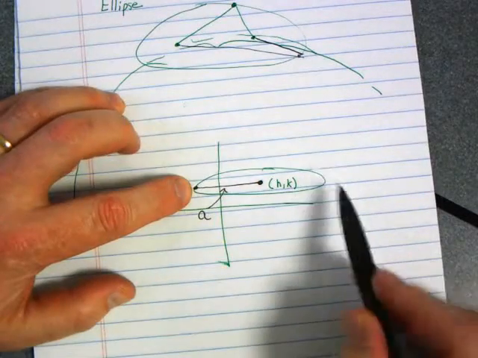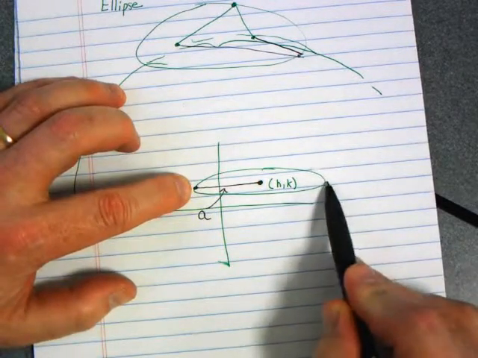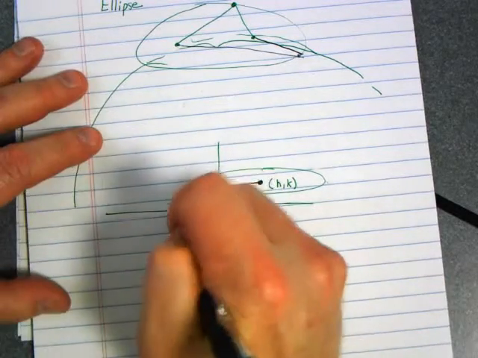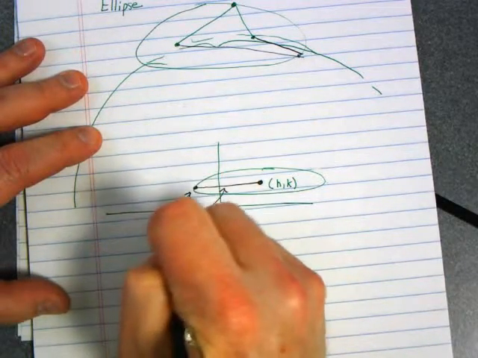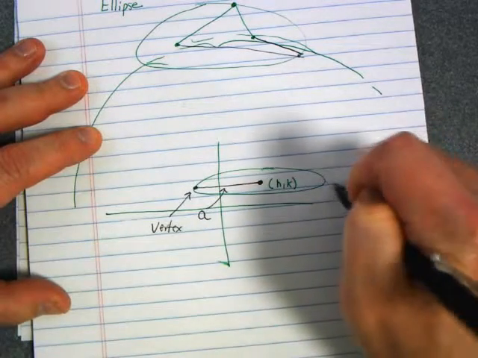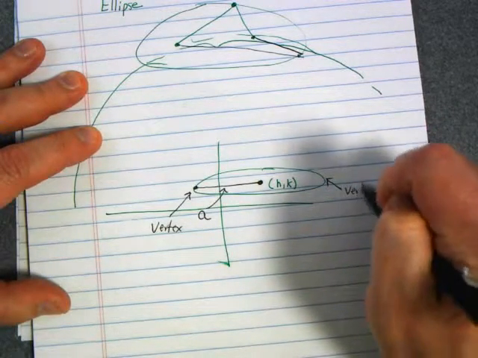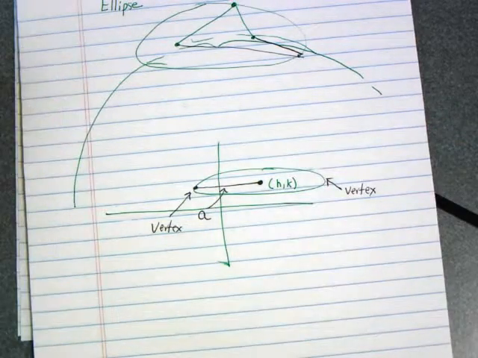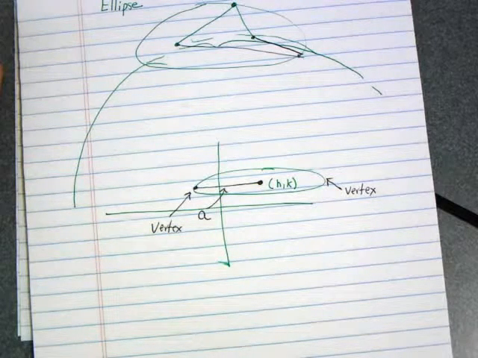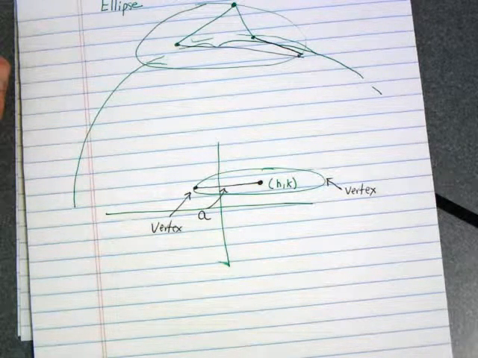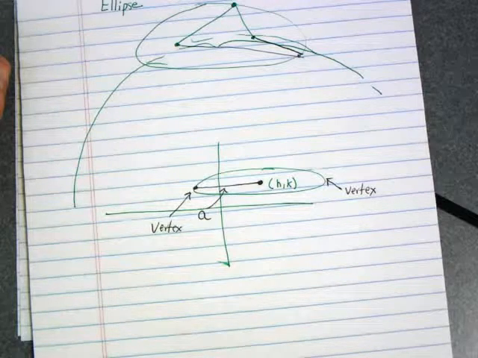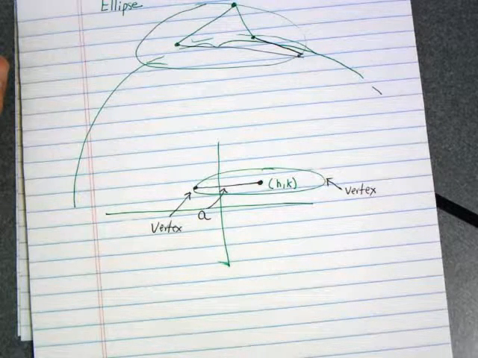And there's a name for these two points that are on the outside. This point is called a vertex, and this one over here is also called a vertex. So how many vertexes are there? There are 2. And vertexes is not the right word. What's the plural of vertex? Vertices. There are 2 vertices.